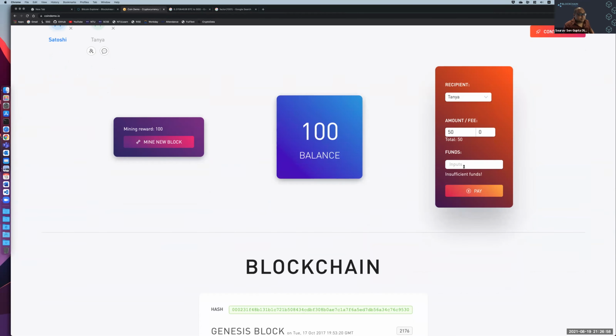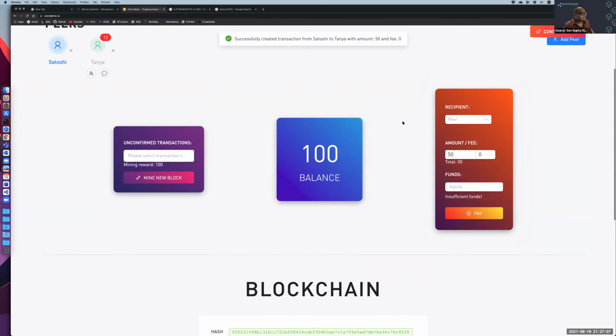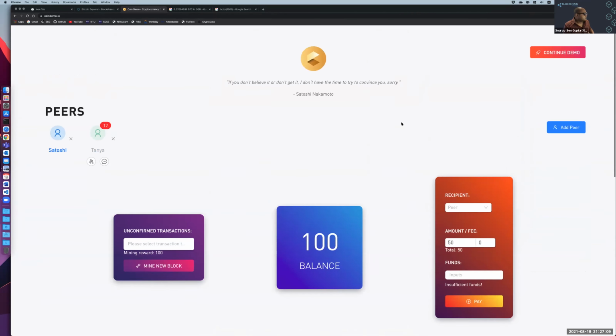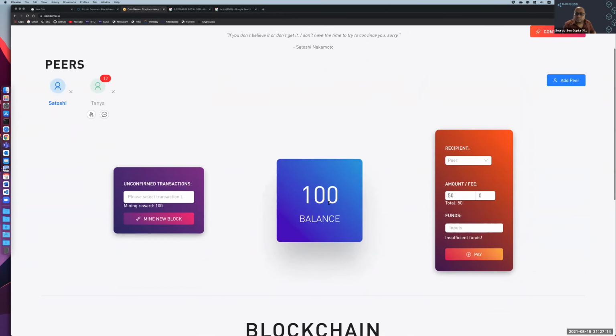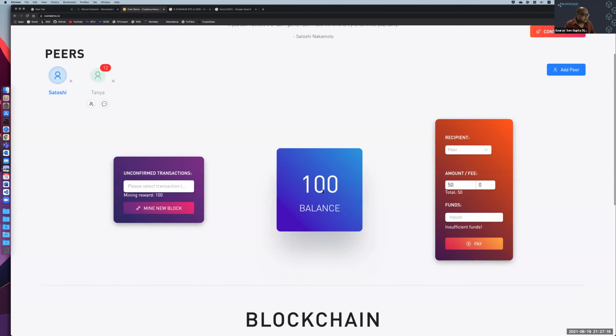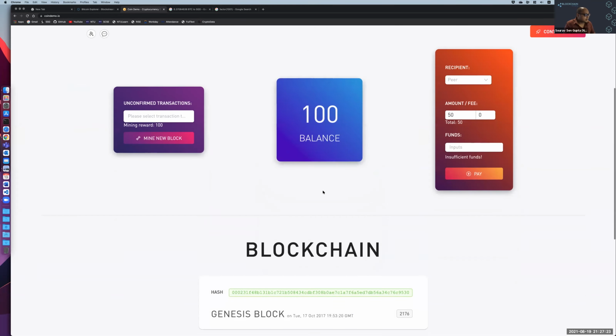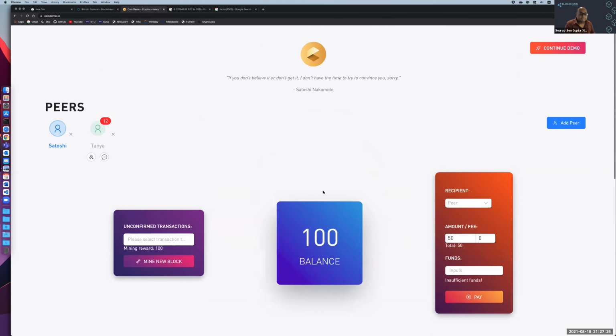And the fund says inputs insufficient funds. So I must find out a fund which I can spend from the 100 from mining that I got, and then I can pay it. Make sense? So now Satoshi still has 100. What happened? Satoshi should not have 100, right? He just spent 50. I just spent 50. How come I have 100? And Tanya still has a 0. What's going on?